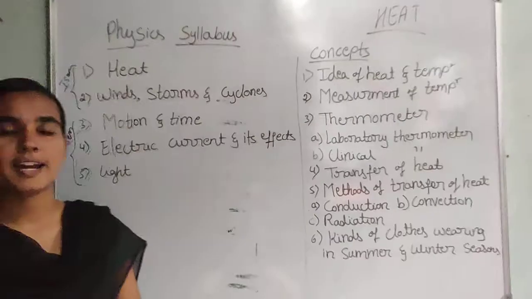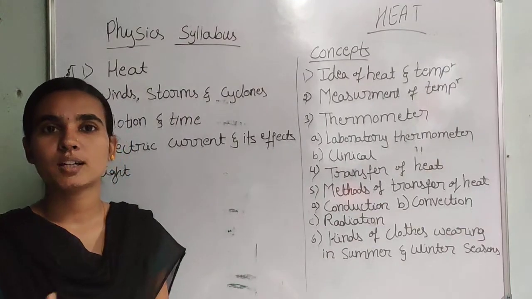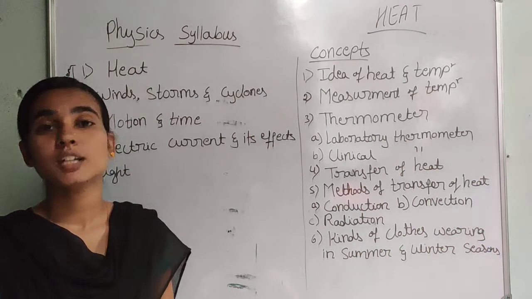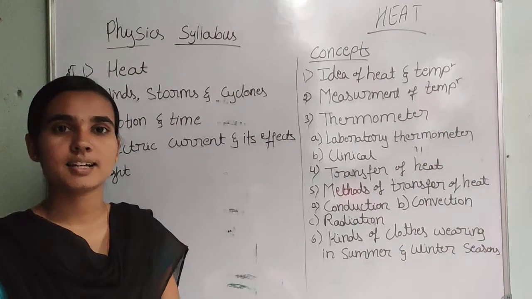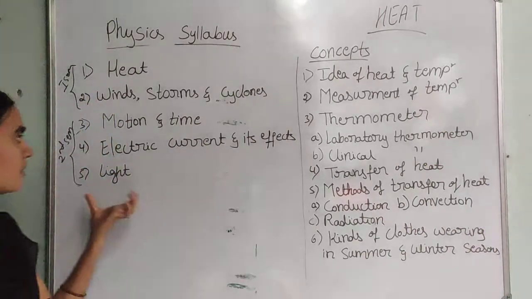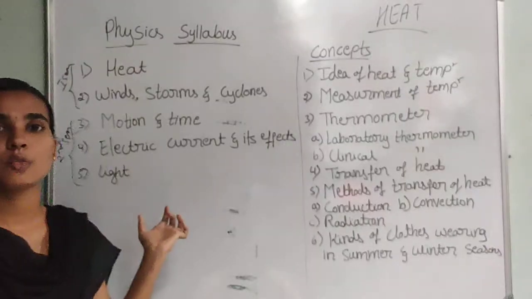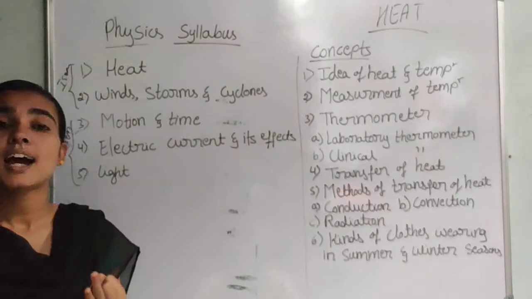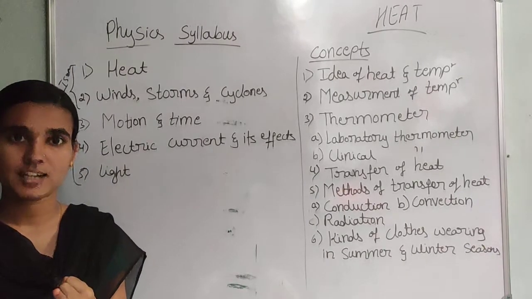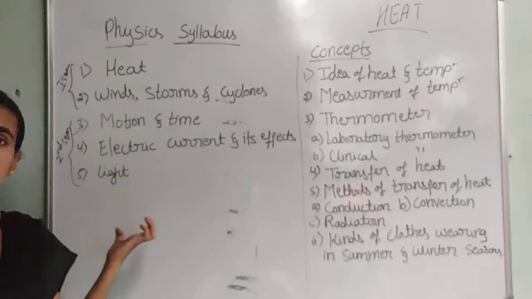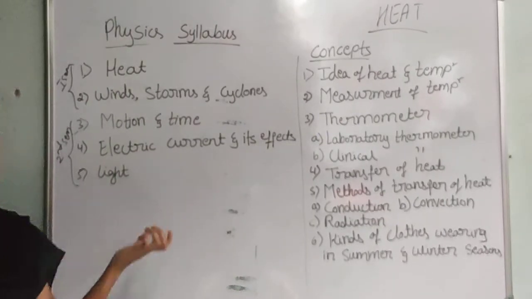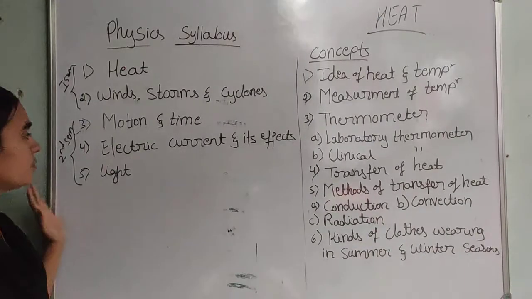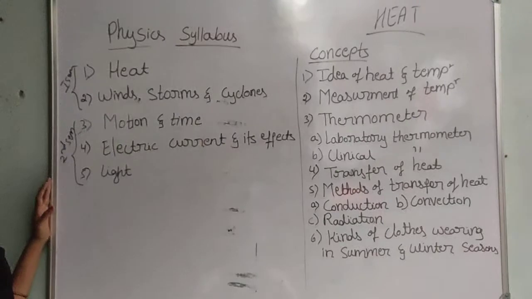The last chapter is light. What is meant by light? What are the properties of light? We are also going to discuss how images are formed by lenses and mirrors. The concept of light is very important for your further studies. This chapter is included in the 8th class, and it is also present in the 10th class. If you learn the basic concept in this standard, it will be very helpful for your higher studies. So these are the 5 chapters present in our physics syllabus.